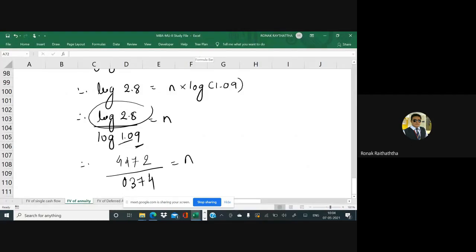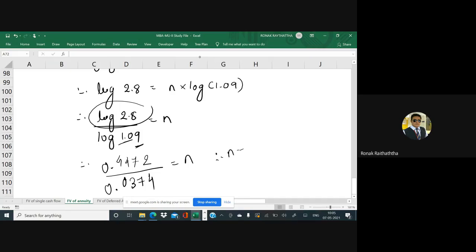equal to n. Now before the point, how many digits are there? Before the point there is one digit. I'm not speaking about the number, I'm using the words very carefully. I'm talking about the digit, whether it is 1 to 9, whatever the number is, it's called one digit. So before the point there is one digit. You reduce 1 from the one digit. So your answer should start with 0 digit, point 0. So 0.4472 divided by 0.0374 equal to n. So this is my number of periods.